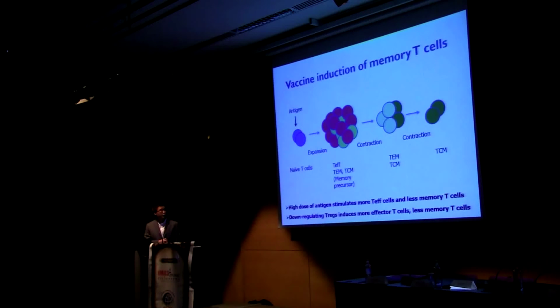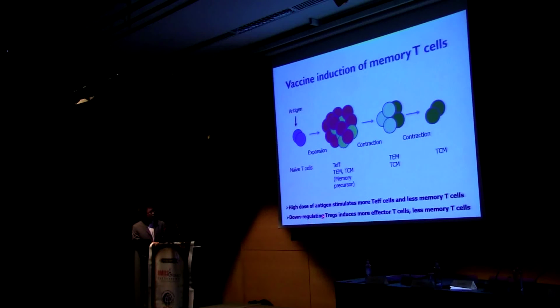In our study, we immunized with antigen, and the T cells proliferated. Then the T cells contracted. After a long time, only the central memory T cells can survive. So we find the high dose of antigen can stimulate more effector T cells, but it induces fewer memory T cells.